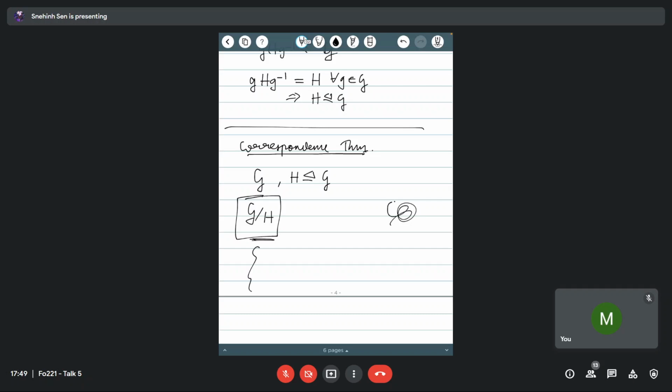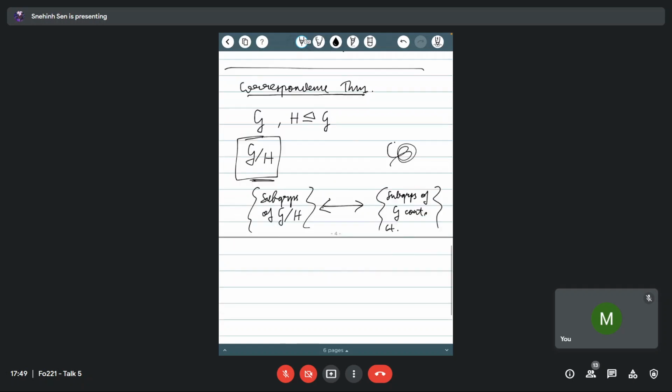So my claim is these two sets are naturally bijective. So what are the sets? Subgroups of G mod H, the set which I am interested in, and the subgroups of G containing H. If I want to describe this, it is basically all N which is first of all a subgroup of G, and also H is a subgroup of N. If H is a subset of N, it has to be a subgroup, because N is a group once again. So this is the correspondence I'm interested in, and this is naturally bijective, in the sense of the first case, which you have seen.